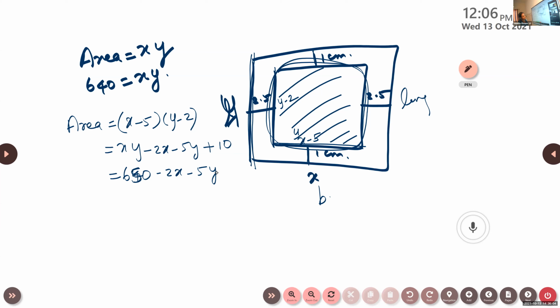Everything should be converted in terms of x. How will you convert? Check it and give the answer. How will you convert this? Try this and give your answer.